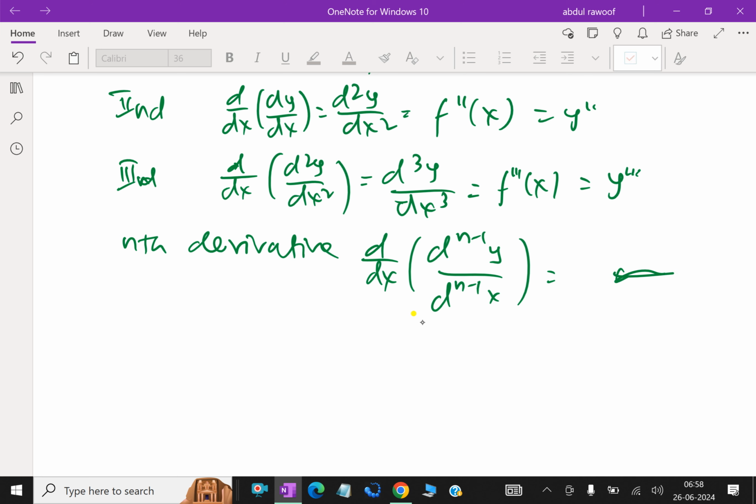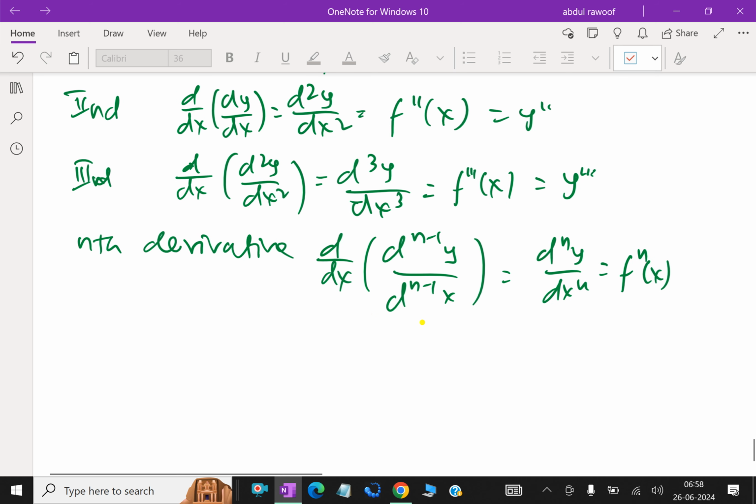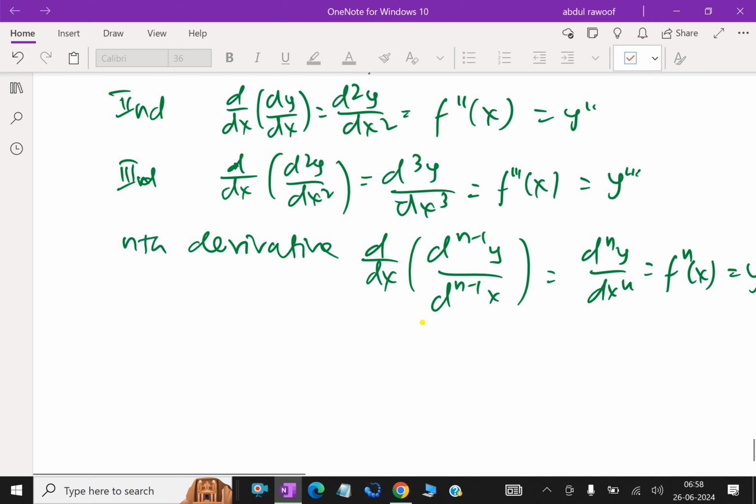Further, we can represent this as d power n y over dx power n. Further, it can be represented as f power n of x, or further f power n.